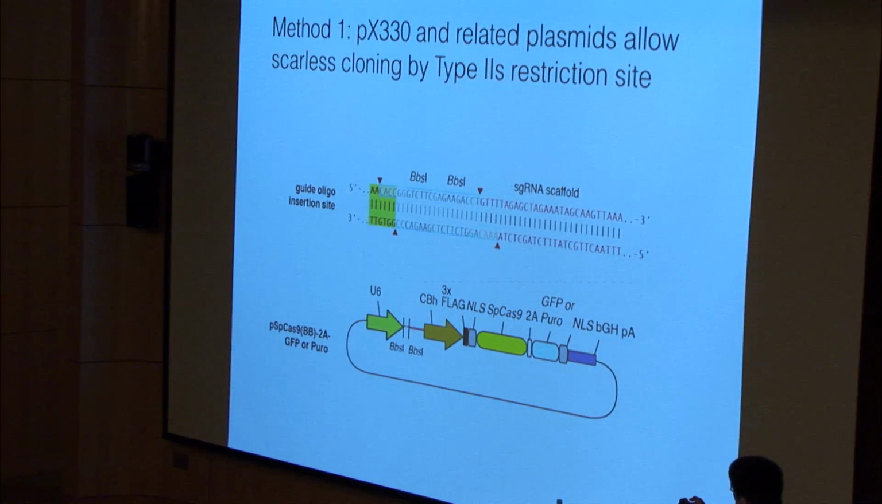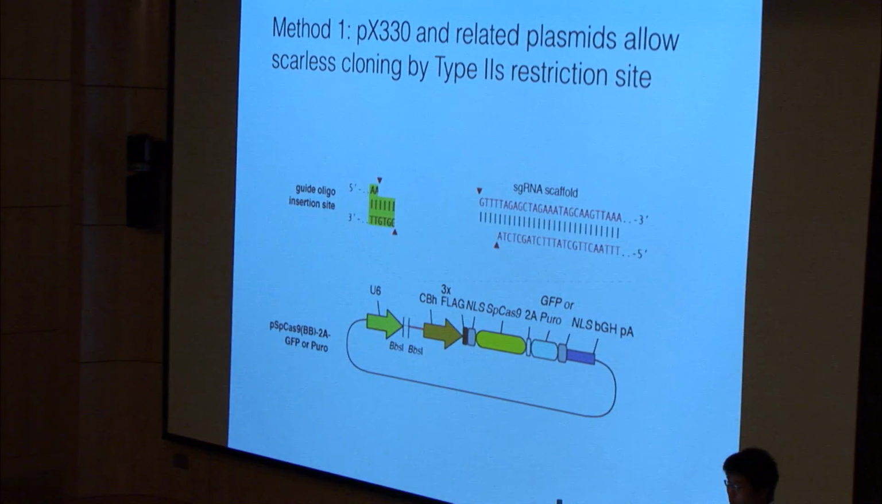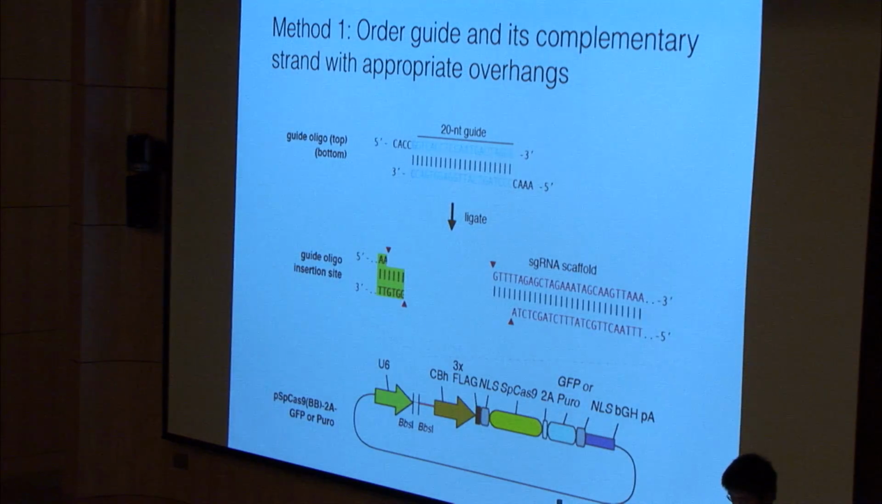So if we digest this plasmid with, in this case, BbsI, the stuff in the middle gets removed, and we're left with these sticky end overhangs on both sides. And now we can use this to paste in the guide sequence targeting the gene that we want right here. So really all we need to order is whatever insert actually gets pasted in here.